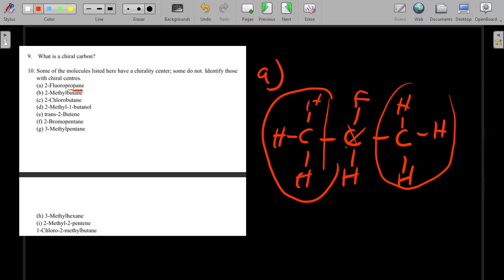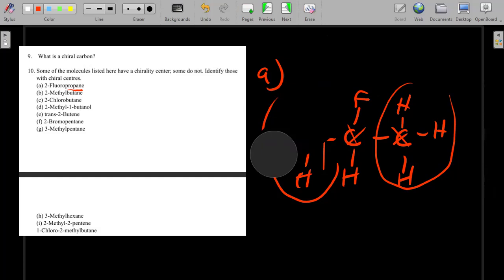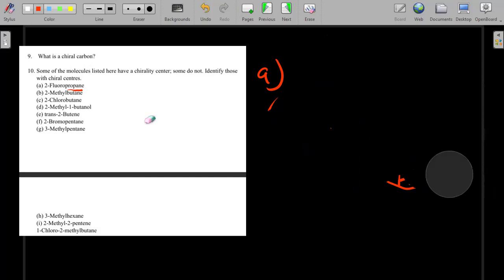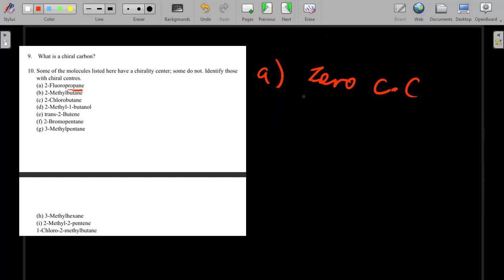Okay, then we have this one, the last one, same as the first one. So not a chiral carbon there. So here we don't have a chiral carbon in this molecule. So for our part A, we have 0 chiral carbons. You can simply say we have 0 chiral carbon in that molecule, part A.